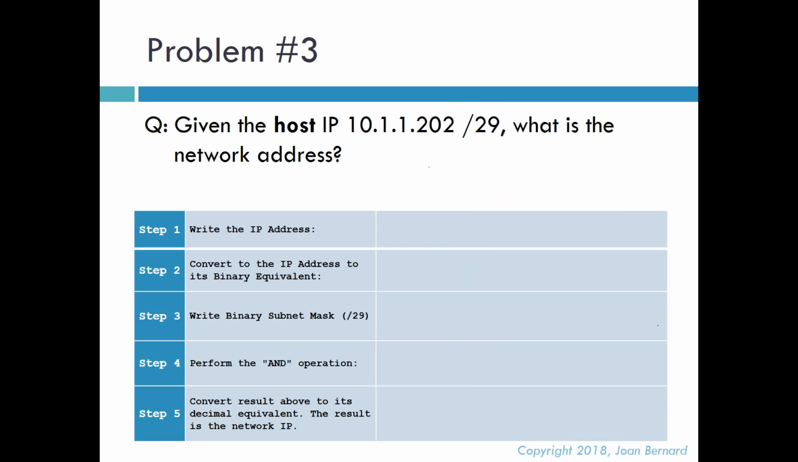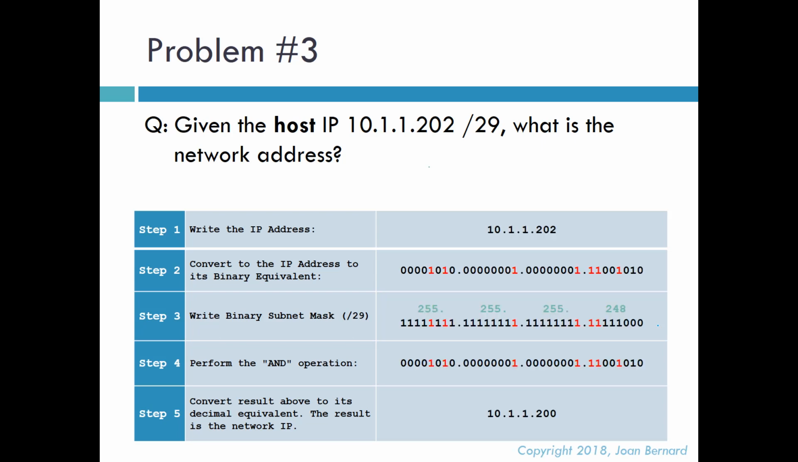All right, let's take a look at our next problem. Problem 3. Given the host IP 10.1.1.202/29, what is the network address? So when we complete this process, this is the result. We write the IP address, convert the IP address to binary, write the subnet mask for a /29, which is 255.255.255.248. Then we do the ANDing process, and we find out that the resident subnet is 10.1.1.200.